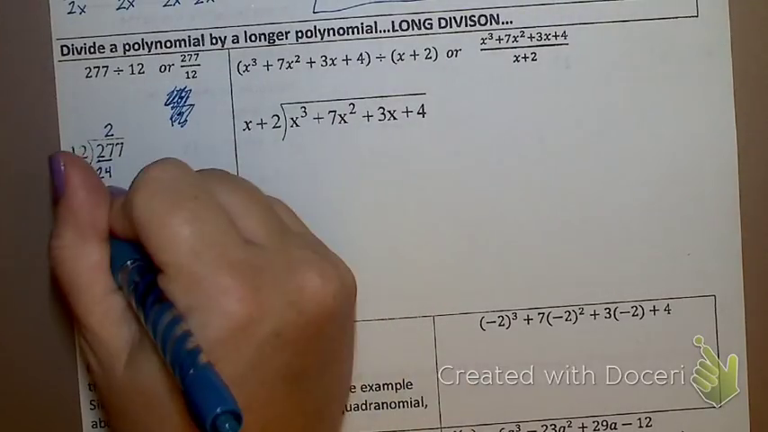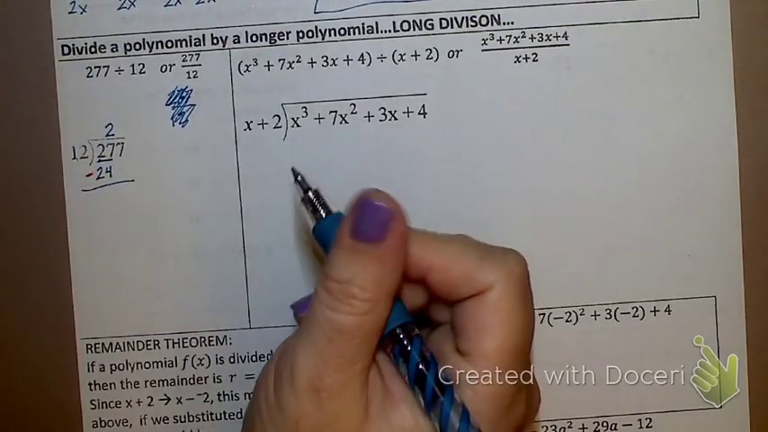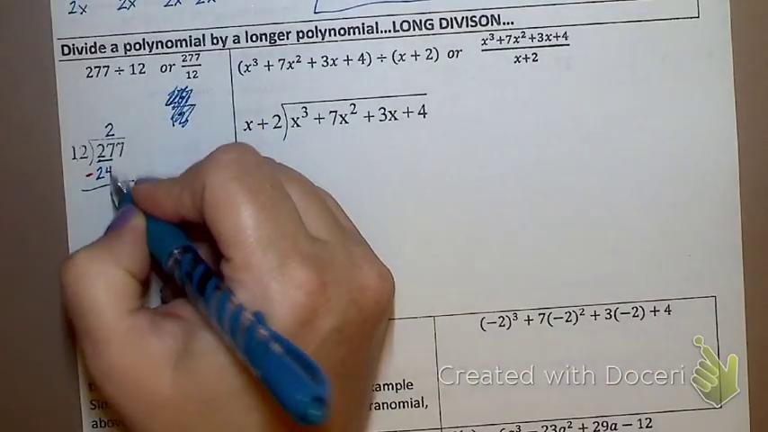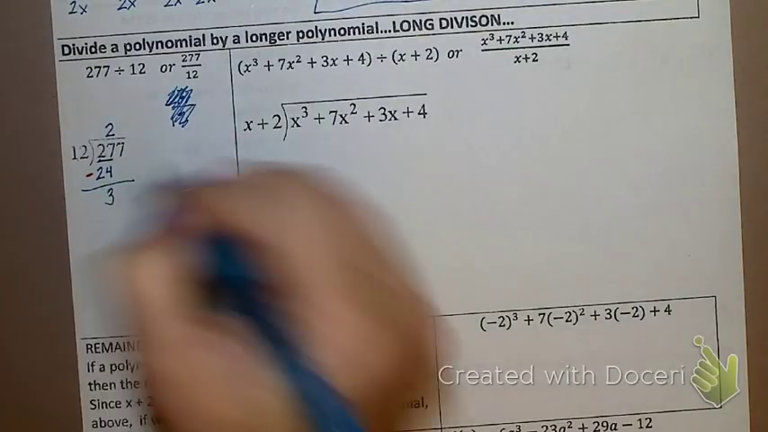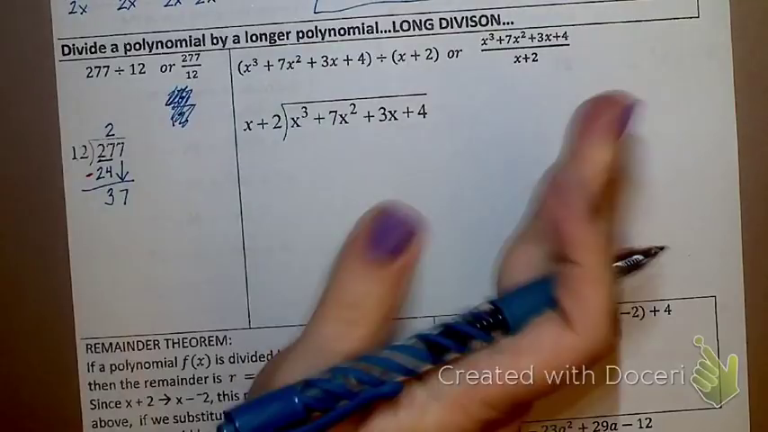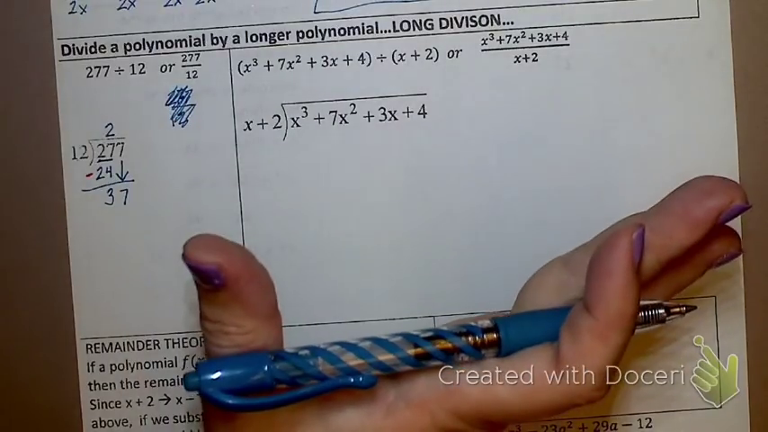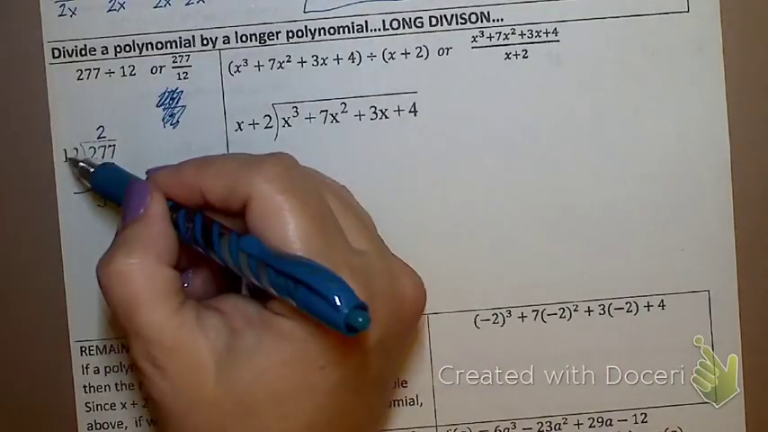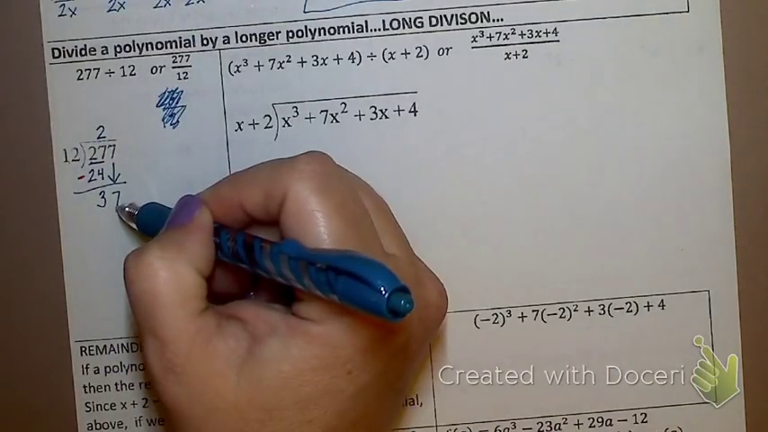Okay, and then what would I do? Subtract. 27 and negative 24, or 27 minus 24, is 3. And then what would you do? Bring down the 7. And I'm going to say that's the end of the first cycle. Because then we repeat the process, right? We see how many times does 12 go into 37?